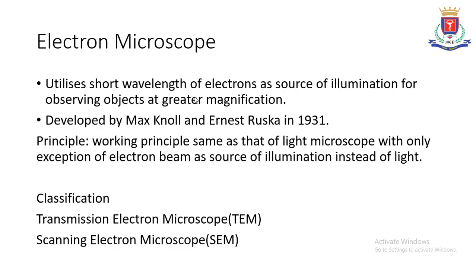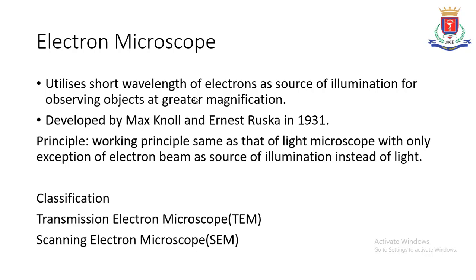Our next microscope is the electron microscope. It utilizes the short wavelength of electrons as a source of illumination for observing objects at greater magnification. This microscope was developed by scientists called Max Knoll and Ernst Ruska in 1931. The working principle is the same as that of light microscope, with the only exception that the electron beam is used as a source of illumination instead of light, and instead of optical condensers, electromagnetic lenses are used.